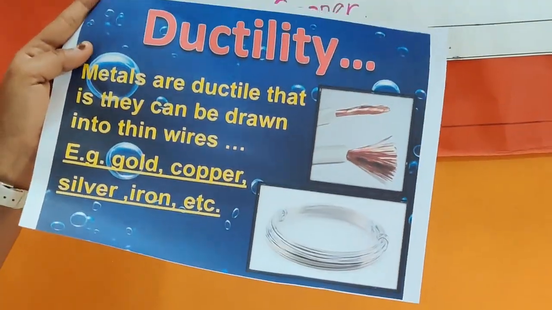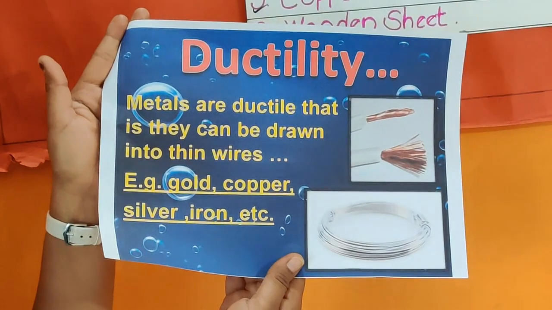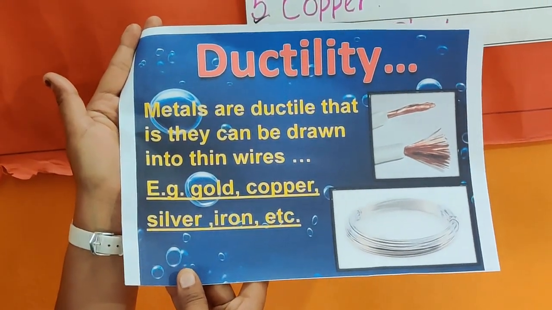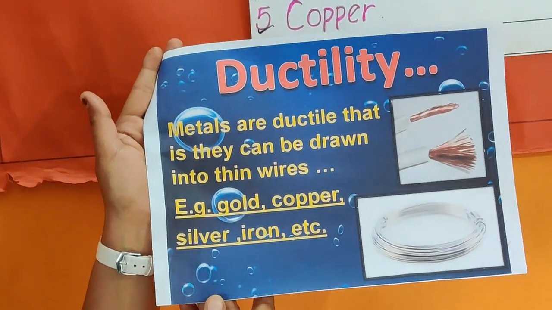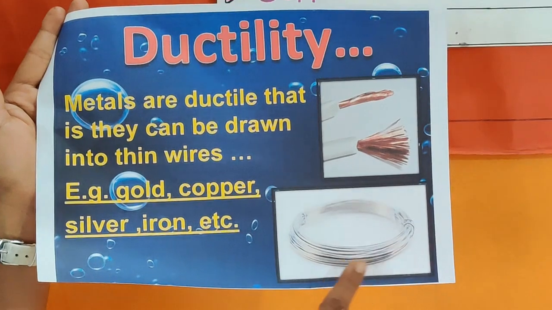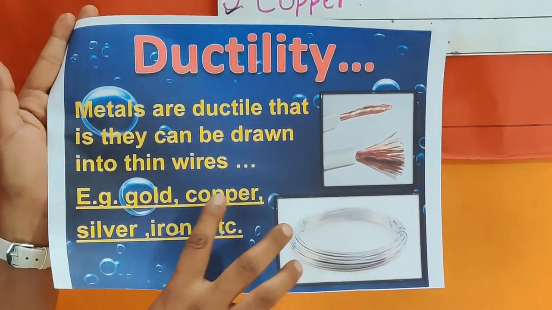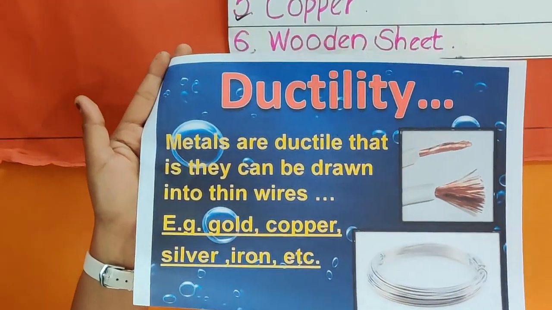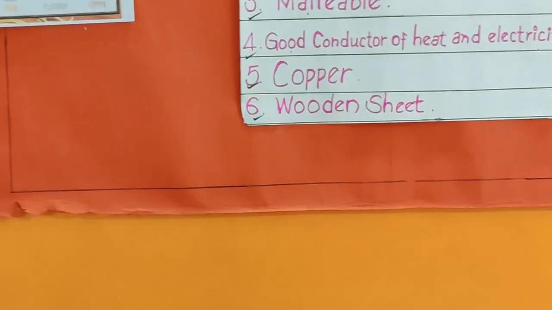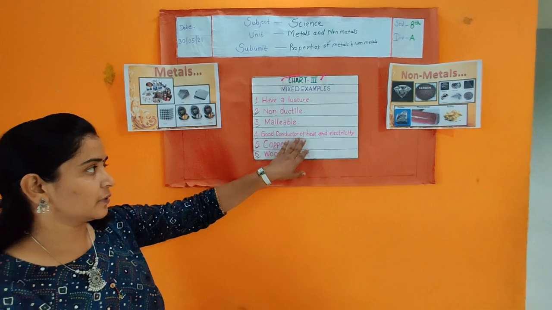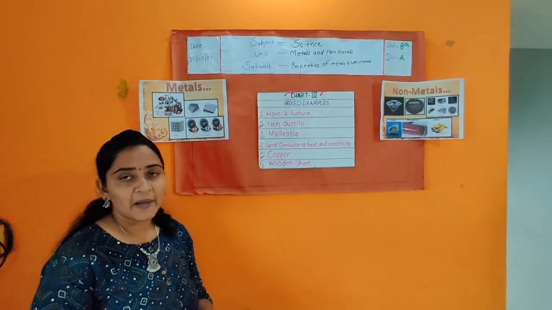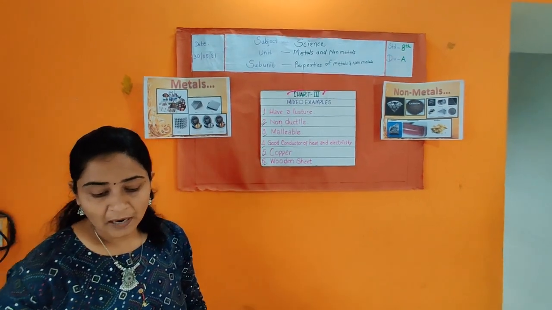And metals have the property of ductility. Metals are ductile. That is, they can be drawn into thin wires. All of you have seen these copper wires and silver wires. Gold, copper, silver, iron. These metals are ductile. And metals are also good conductors of heat and electricity. And metals are malleable also.